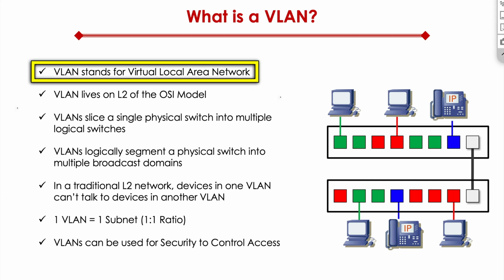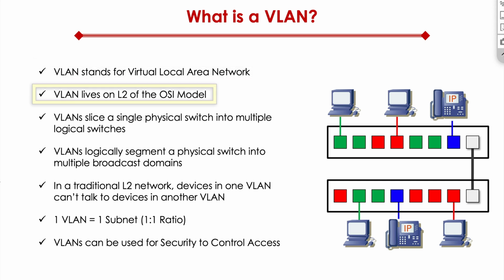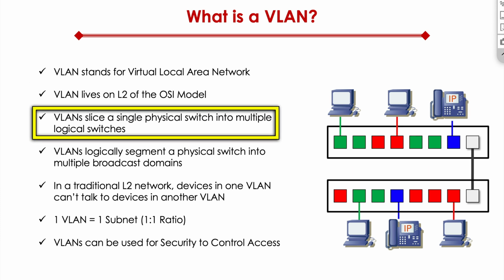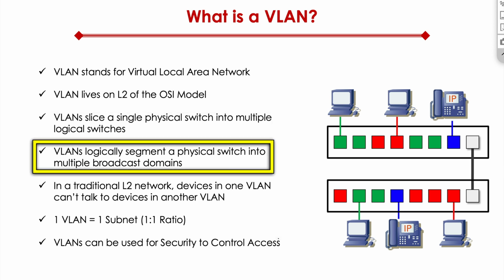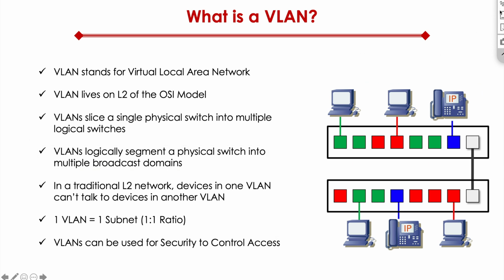VLAN stands for Virtual Local Area Network. VLANs live on layer 2 of the OSI model. They have the ability to slice a single physical switch into multiple logical switches, and they logically segment a physical switch into multiple broadcast domains. So, a couple of things I talked about, let me explain.